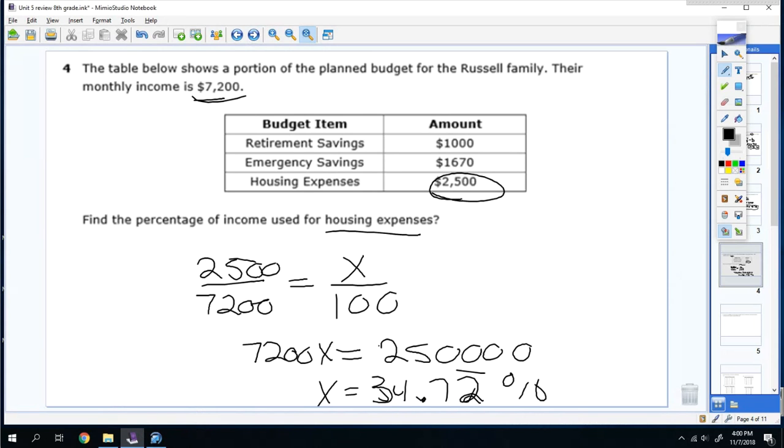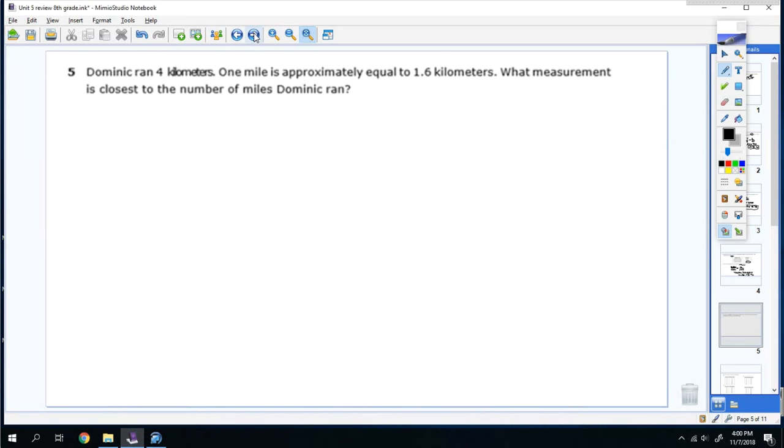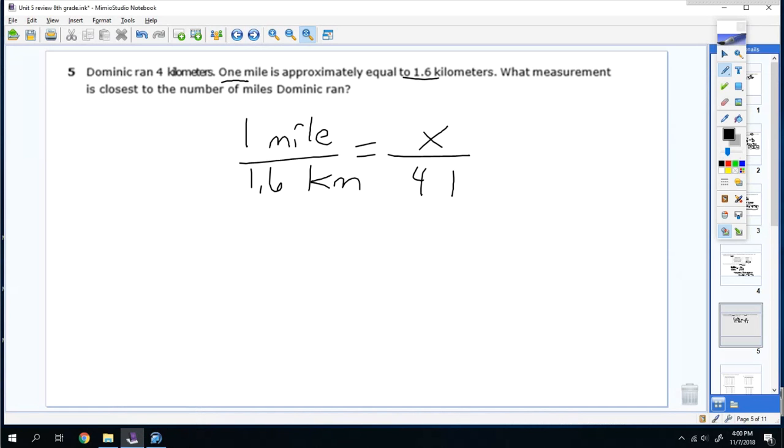All right, number 5. Dominic ran 4 kilometers. 1 mile is approximately equal to 1.6 kilometers. What measurement is closest to the number of miles Dominic ran? So it says right here, 1 mile for every 1.6 kilometers. So I'm going to write that down. So you write 1 mile over 1.6 kilometers. Then you would say equal to x over 4 kilometers.